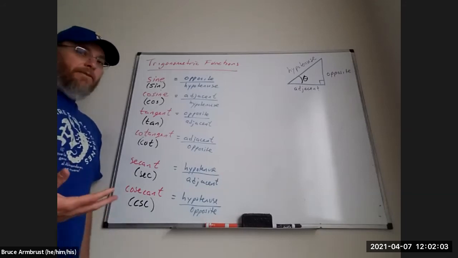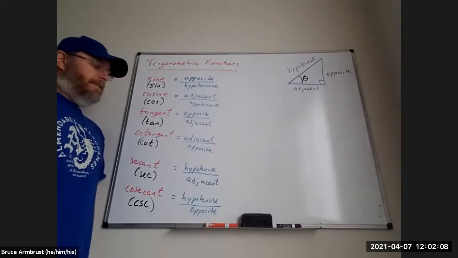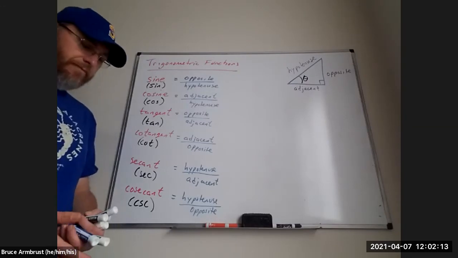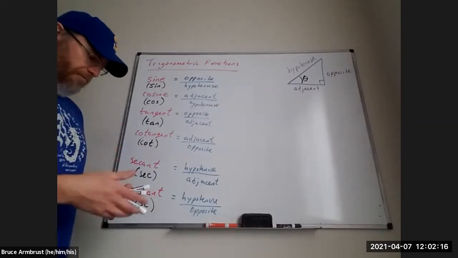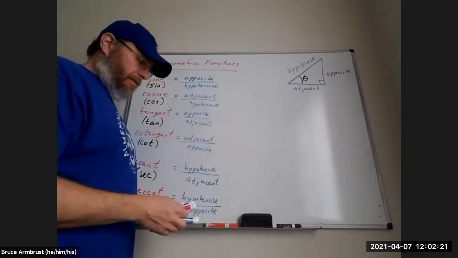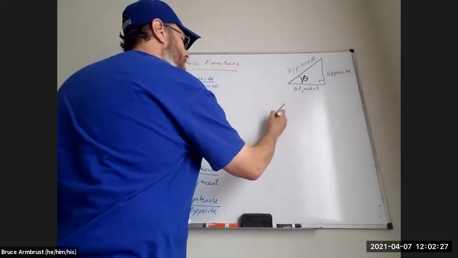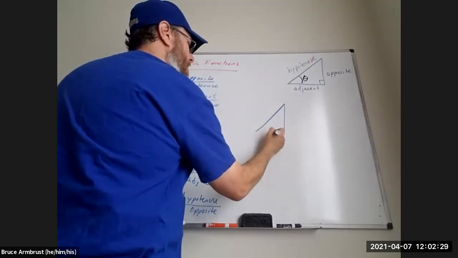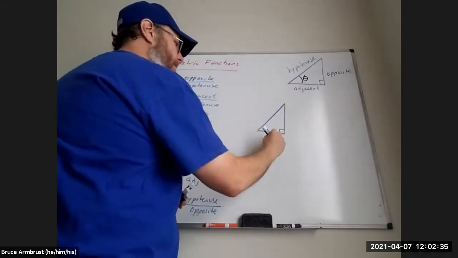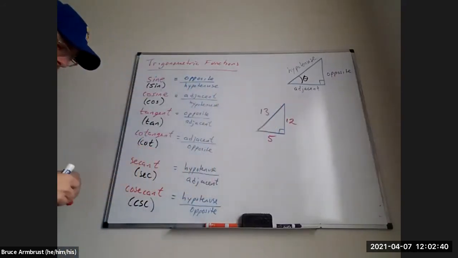All right, so if you've got a right triangle and you know the lengths of the sides, it's actually really easy to determine the 6 different trig functions. So let me show you. Here's a right triangle with lengths. All right, so let's do this one. And I will tell you that the lengths of these three sides are 5, 12, and 13.